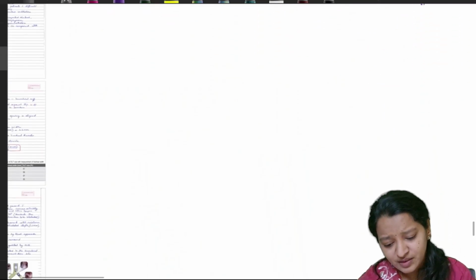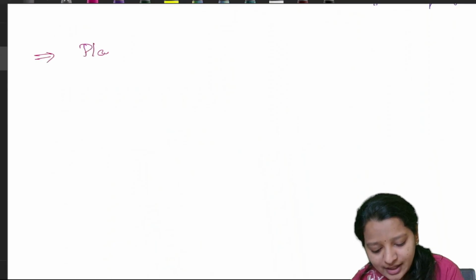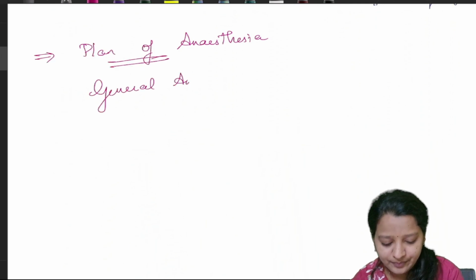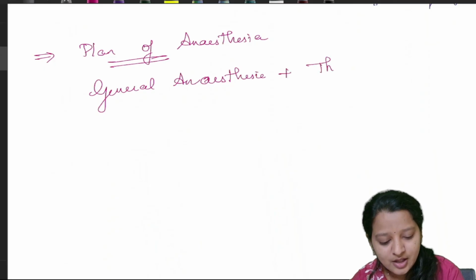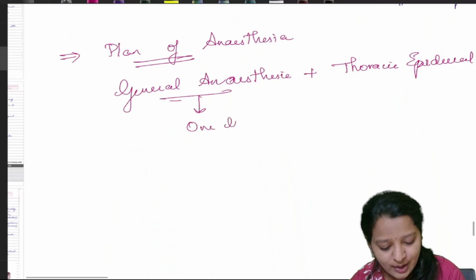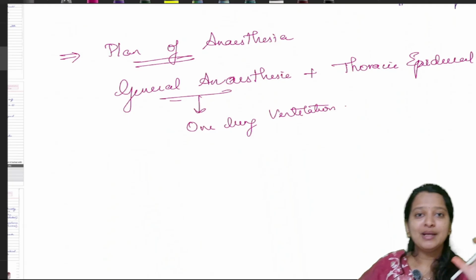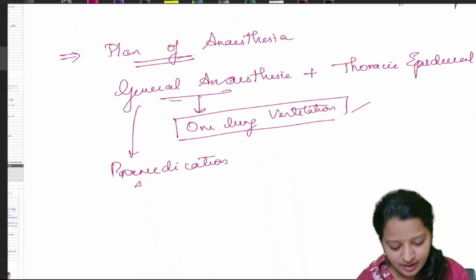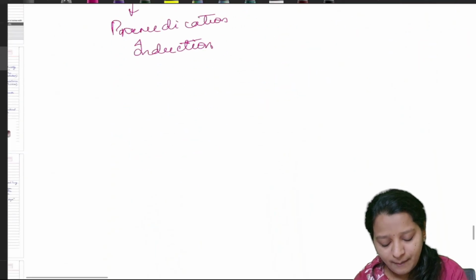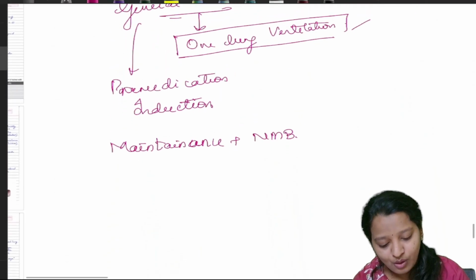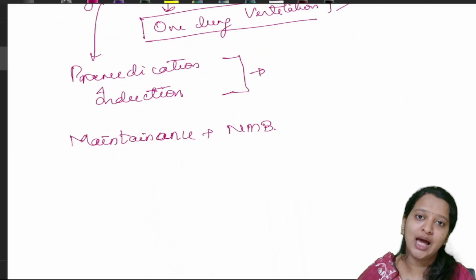Now I'll take him to the OT. So, what will be my plan of anesthesia? Obviously, my plan will be general anesthesia with thoracic epidural analgesia. Right? And in this general anesthesia, I'll go for one lung ventilation. Keeping this one lung ventilation aside, the normal things in general anesthesia: pre-medication, induction, and maintenance with neuromuscular blockade.